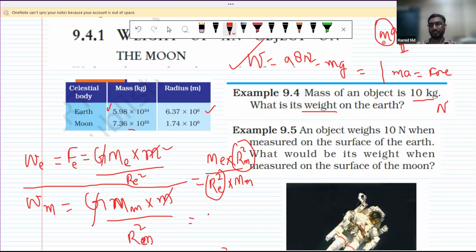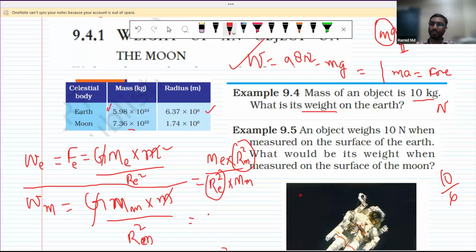So I got the answer. You got the answer? Then be happy. What's your answer? 1.67 Newton. An object with 10 Newton on the Earth's surface. So it is just 10 over 6, right? 1 point something, right?